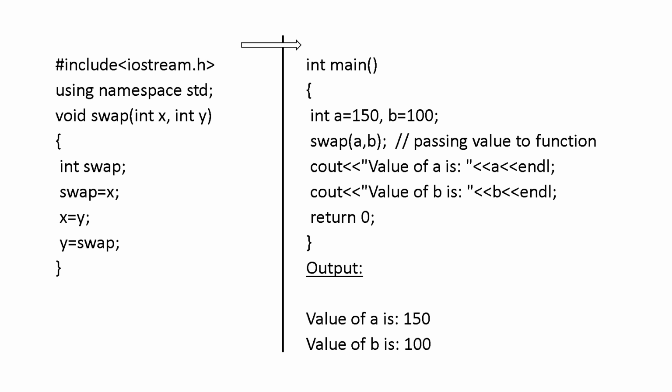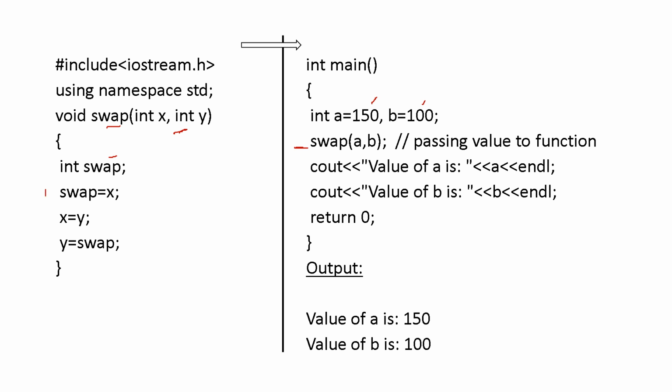Here is an example of call by value. This is the main section, and here A is equal to 150 and B is equal to 100 we have assigned. This is a function call, swap(A, B). When this particular statement is executed, the control will come to this function. The name is swap, and here the parameters are x and y.